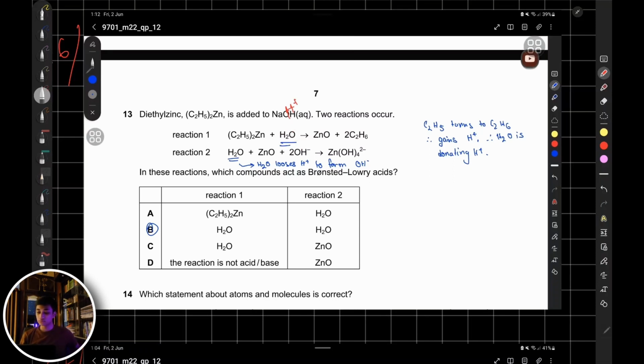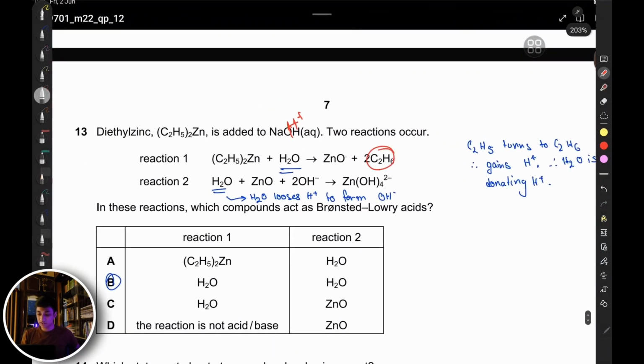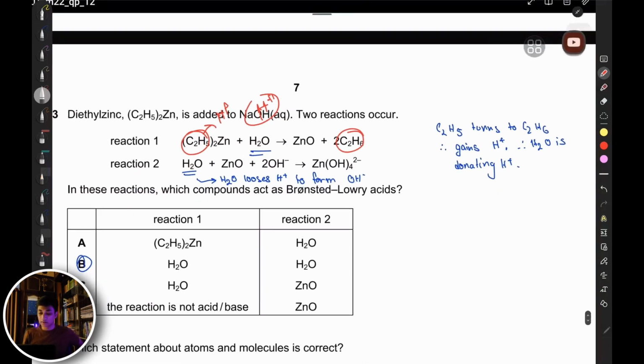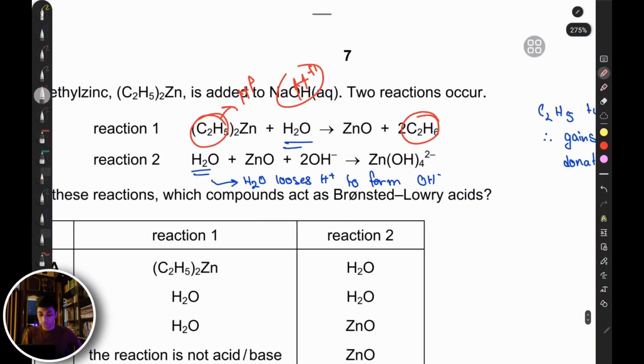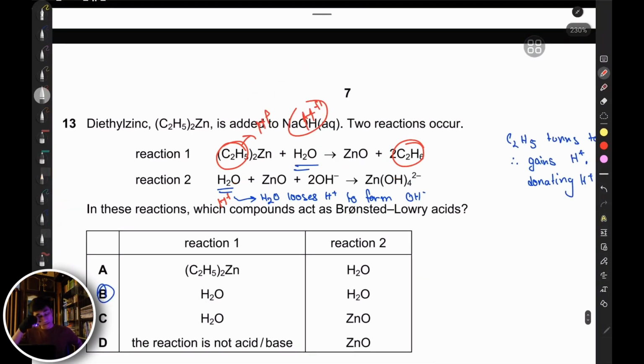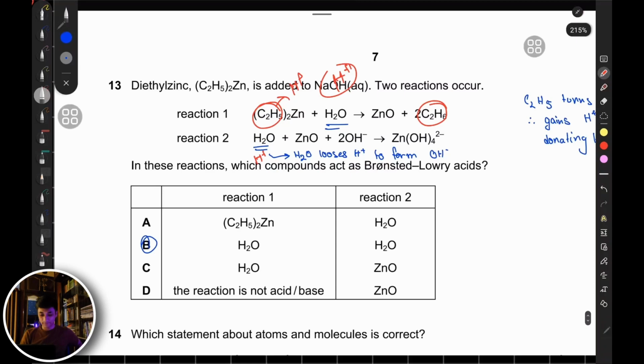And this C2H6 is coming from C2H5, where it's gaining this H plus ion from H2O. So H2O is acting as an acid. Reaction 2: H2O loses H plus to form OH minus ions. So this is giving off an H plus ion, acting as an acid again, and forming OH for zinc hydroxide. Which is why in both cases H2O is acting as a Bronsted-Lowry acid.